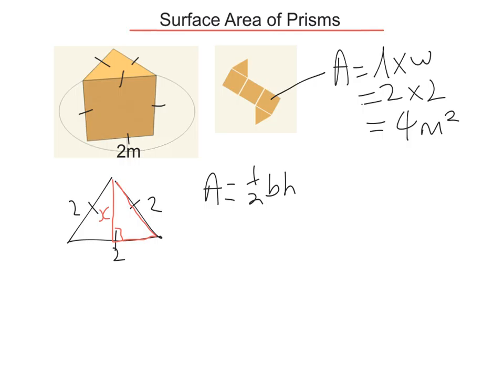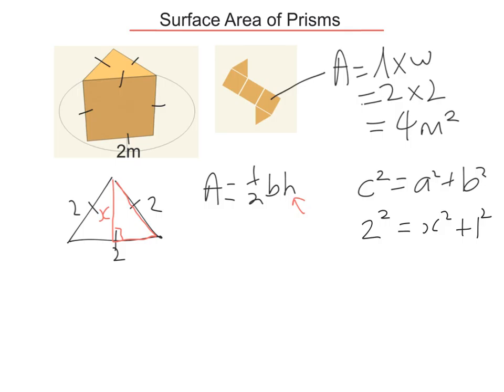So using Pythagoras' rule, once we've worked that out, we can then substitute it back in here for h. So let's do that. c squared equals a squared plus b squared. c is 2 because it's the hypotenuse, and the hypotenuse is the longest side opposite the right angle. So 2 squared equals x squared plus 1 squared.